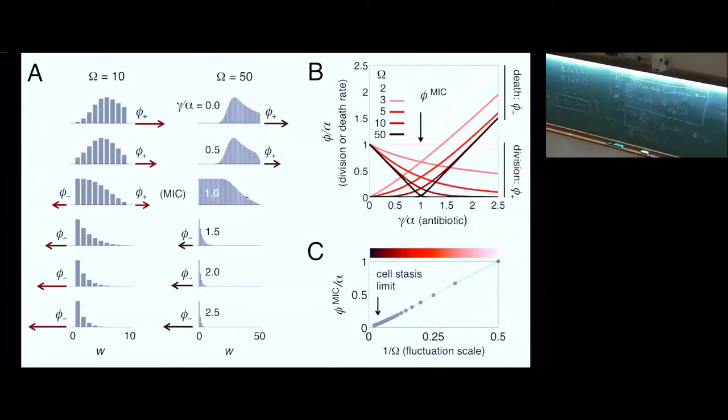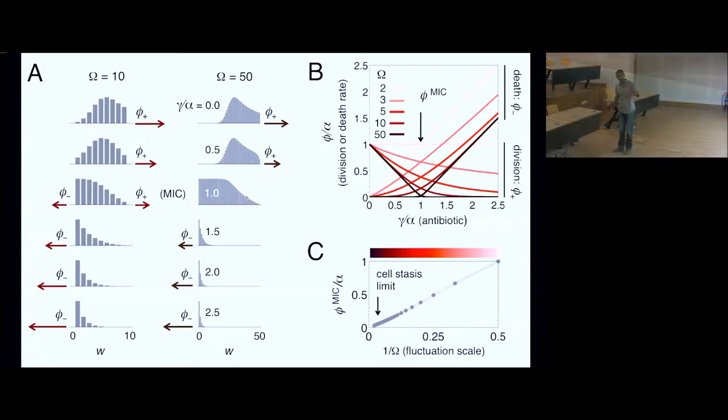Therefore, the rate of exit to the right is proportional to the height of the bins on the right for different values of the antibiotic. And those values are shown here, 0, 0.5, 1, 1.5, 2.5. Here you can choose your units of time to be 1 over alpha, in which case the only dimensionless parameter that's relevant is gamma over alpha. Obviously then gamma over alpha equals 1 means alpha equals gamma, which means you're at the minimal inhibitory concentration. That's very important. At this concentration, phi plus and phi minus are equal.